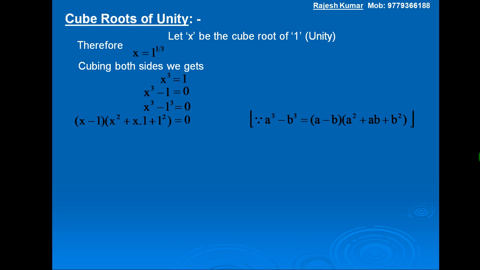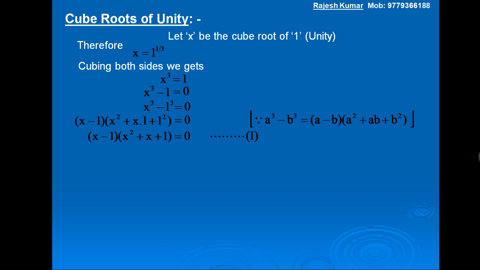Because using the formula a cube minus b cube is equal to (a minus b) into (a square plus ab plus b square). In our case, a is equal to x and b is equal to 1. Now solving this, we get (x minus 1) into (x square plus x plus 1) is equal to 0. Let it be equation number 1.